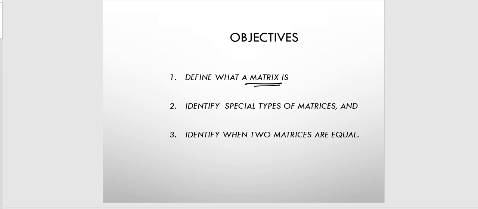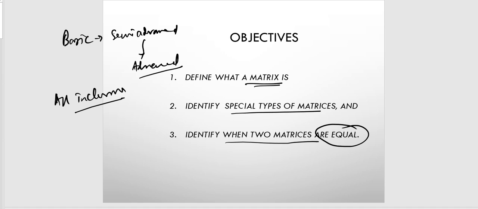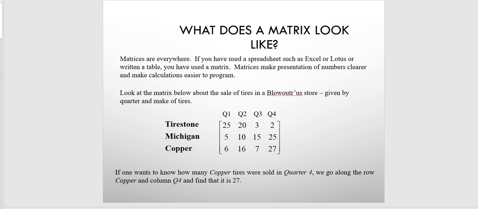So remember that it's from basic to semi-advanced and to the advanced level I will be proceeding. Okay, so it's a completely all-inclusive course. We all will be identifying the special types of matrices and identify when two matrices are equal. Later, similar matrices will also be done. So two matrices being similar and equal, they are not the same.